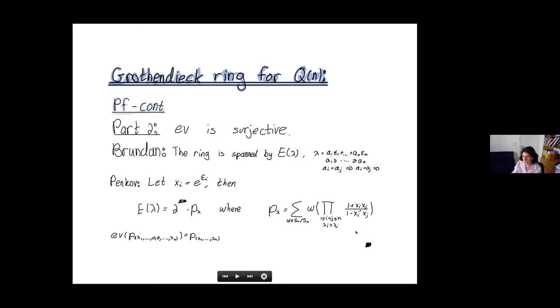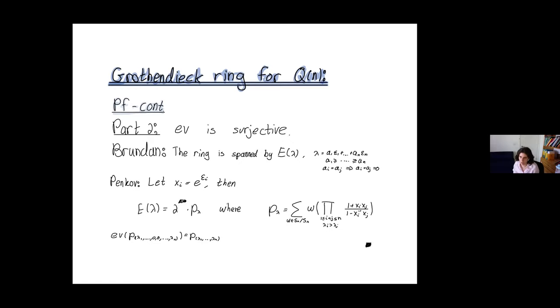So there are these P_lambdas, which are written here. Lambda, if you see here, is not a partition anymore. When it is a partition, it's called a P Schur function. And then this P_lambda will be a polynomial in the x's.